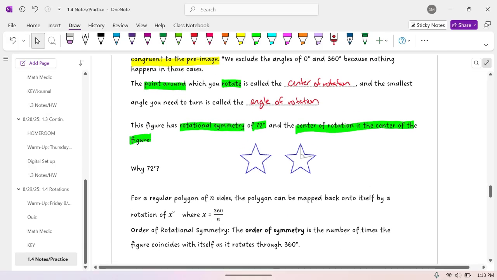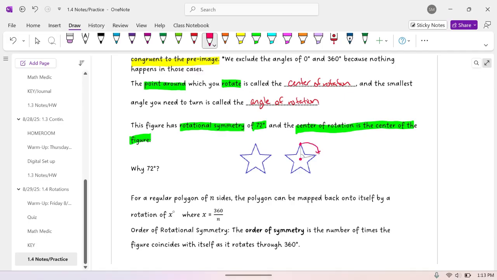So, let's think about this. Why 72? If this is where we're rotating and we start here, if we rotate clockwise, or if we go backwards from this point to here counterclockwise, it will still be the same picture. Now, for a regular polygon with n sides, this polygon can be mapped back onto itself by a rotation of x degrees, where x is 360 degrees divided by n.